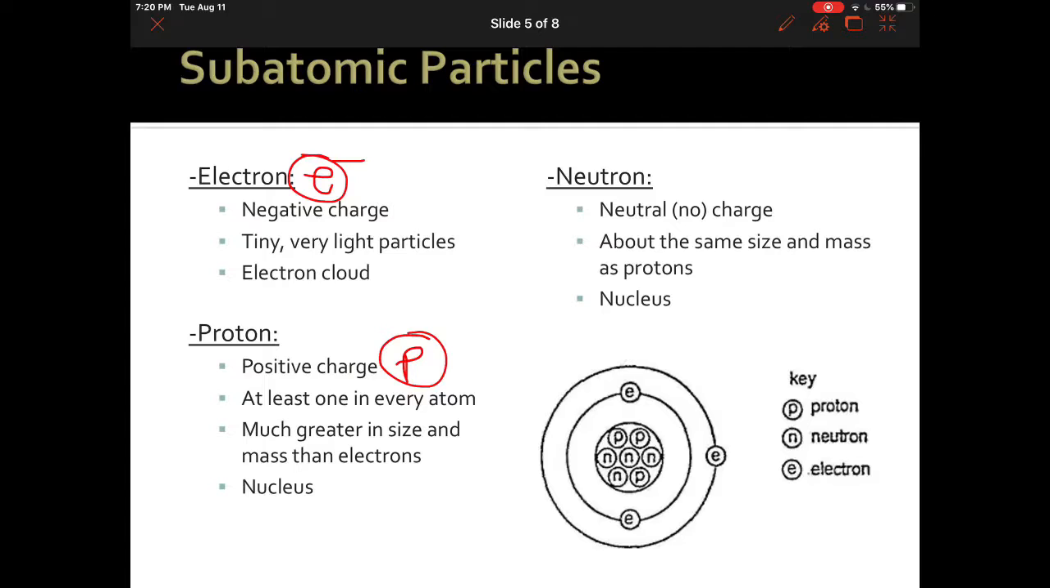And our last subatomic particle is the neutron. It's neutral, meaning it does not have a charge. It's the same size as a proton, and it's also found in the nucleus. You'll find this down here.